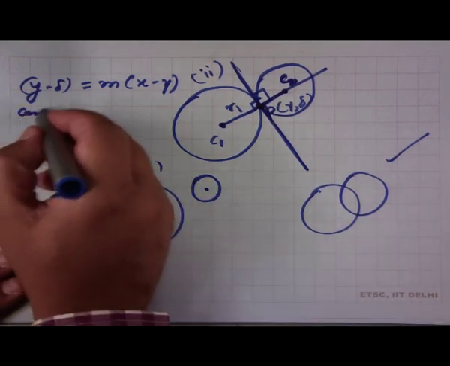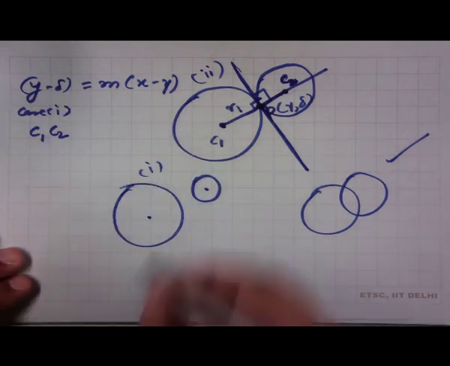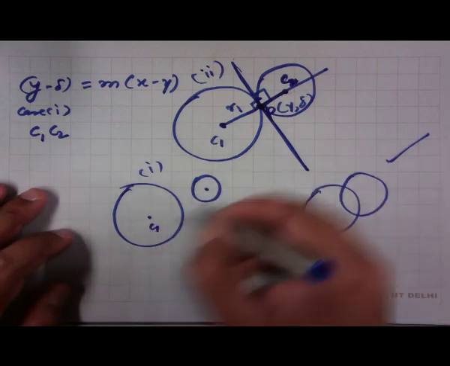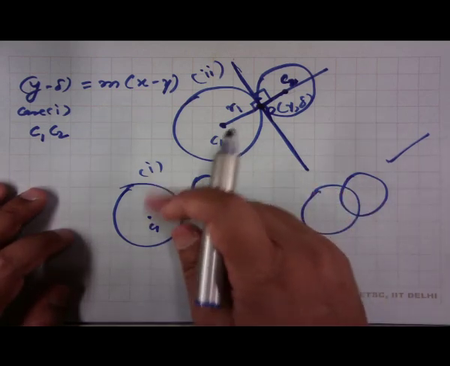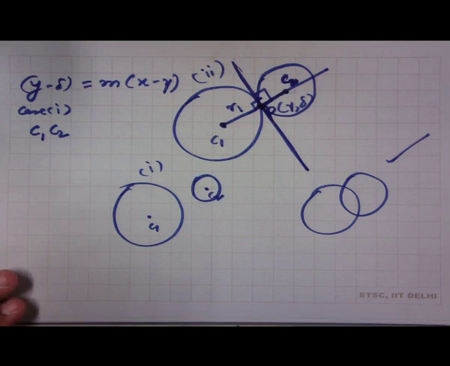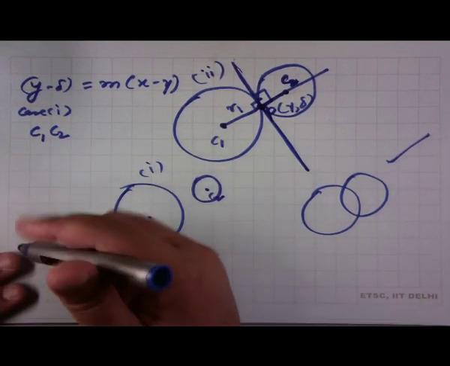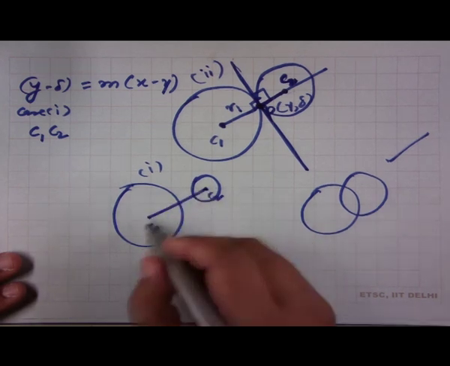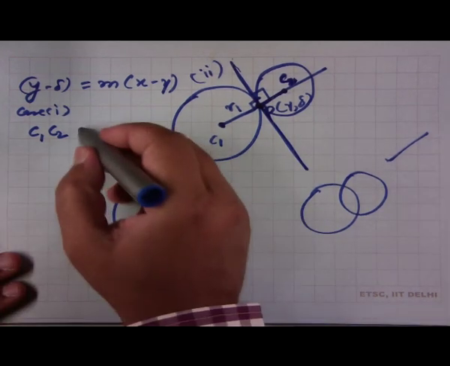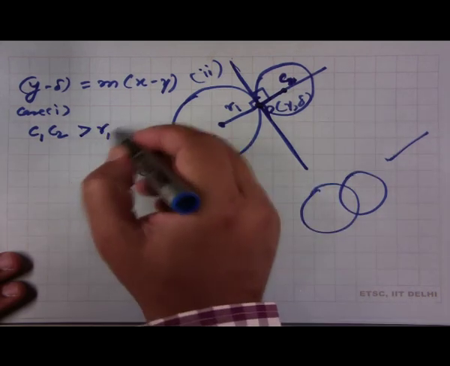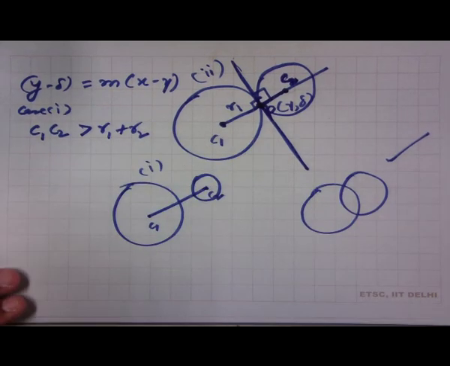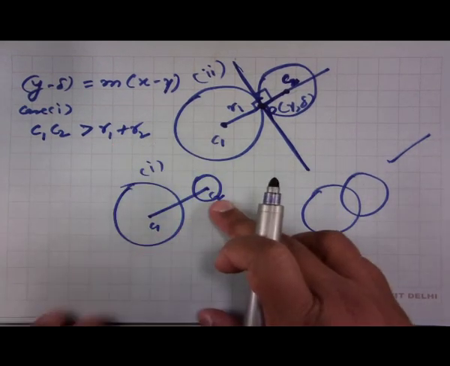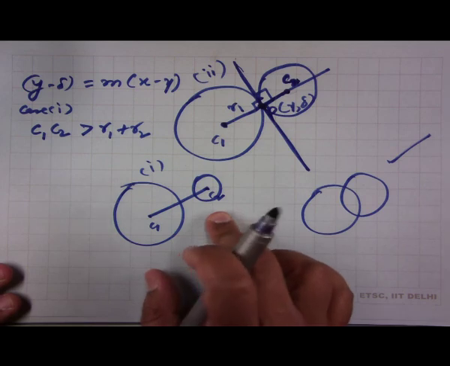For case 1, we had said that if we are given the equations of the two circles, from the equations we can find the coordinates of the centers, and we can also find the radii of the two circles from their general equations. Then we can find the distance between the two centers, and if the distance between the two centers happens to be strictly greater than the sum of the radii of the two circles, then it is clear that the two circles are neither touching nor intersecting each other.